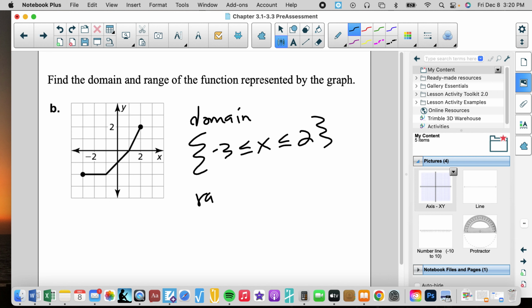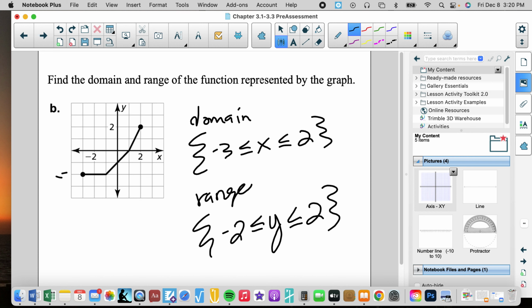Now, when I go to look for my range, now I'm dealing with my y. So now I'm going on my y values. So my y is going to be positive 2 and negative 2. I also should look at my increments. My increments are by 1. So my range is going to be negative 2 is less than or equal to y, which is less than or equal to 2. I have to use y because I'm talking about the range. Common mistake.